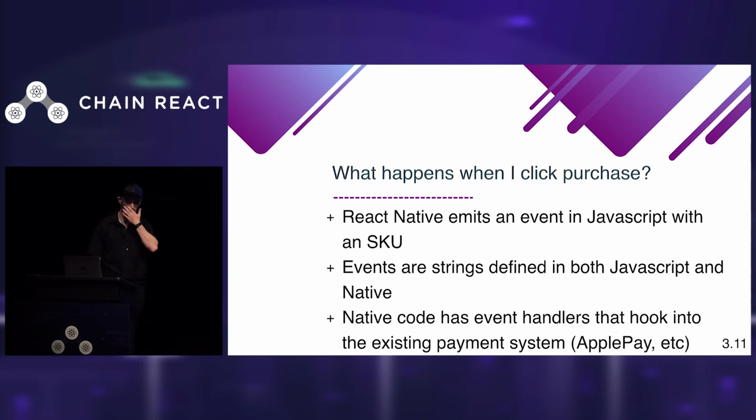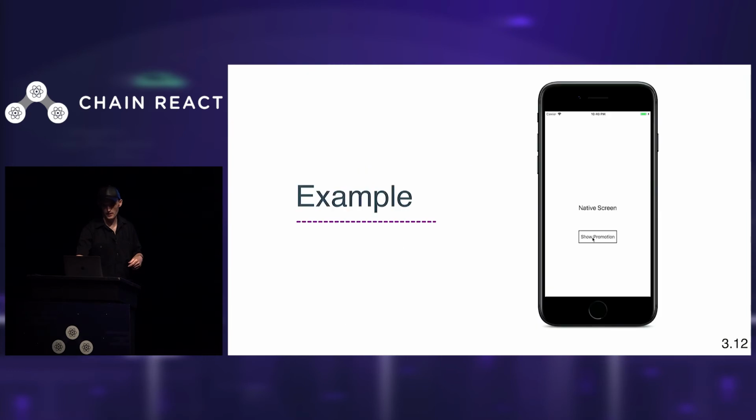Native code has event handlers that hook into the existing payment system. So there's basically a handler, a callback function that's waiting for a string to come across the bridge with an optional payload, and it's going to do something when that occurs. So let's go look at this example again and enumerate the events that are going to be coming back from React Native.